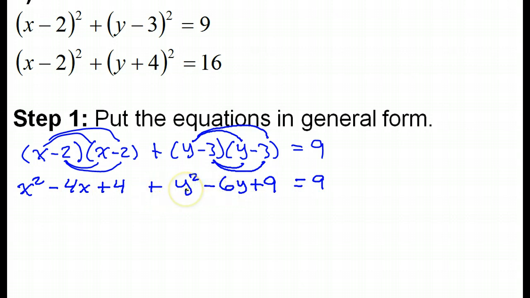Just cleaning this up a little bit, we have x squared plus y squared minus 4x minus 6y. The only thing I haven't dealt with yet is the constants. So look, we got the 4 and the 9. If I put those together, that's 13.